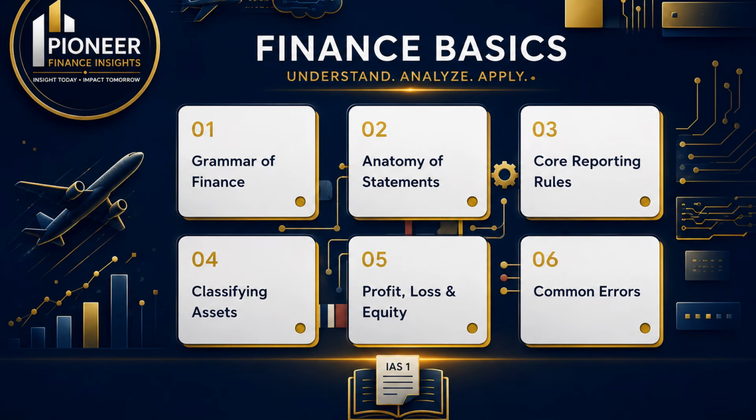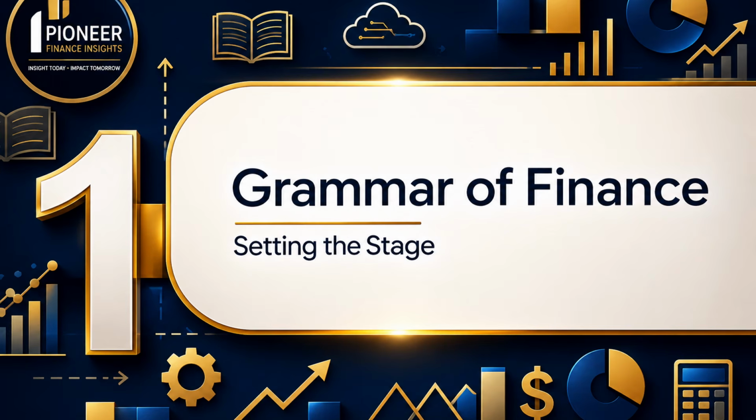So here is our roadmap for today. We'll cover 6 key areas: the grammar of finance, the anatomy of financial statements, core reporting principles, classifying assets and liabilities, profit, loss and equity, and finally, common errors and future changes. So let's get started. Let's jump right into section 1, the grammar of finance.